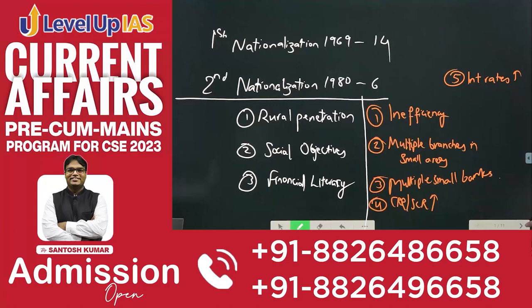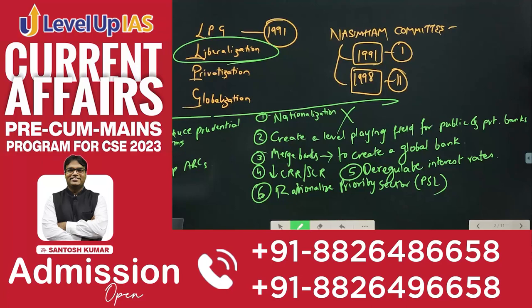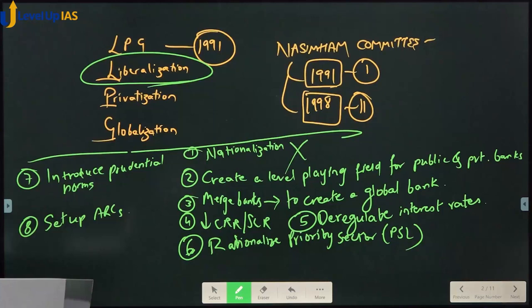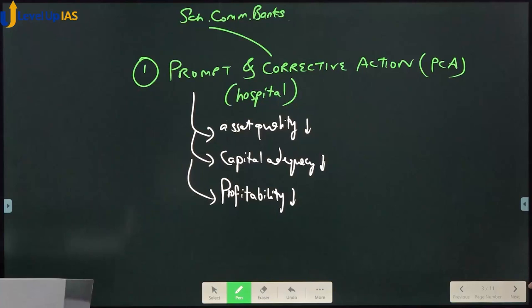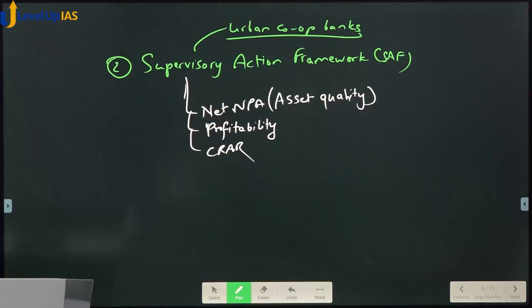I am going to the next screen. You can pause here if you want. Narsimham Committee 1 and 2, 1991 and 1998 recommendations. LPG happened in 1991. What is L? What is P? What is G? We are not seeing that here. You can pause here. Next. PCA, prompt and corrective actions. You can pause here. In fact, you can write this and the next screen together if you are writing: PCA and Supervisory Action Framework. I'll pause here.